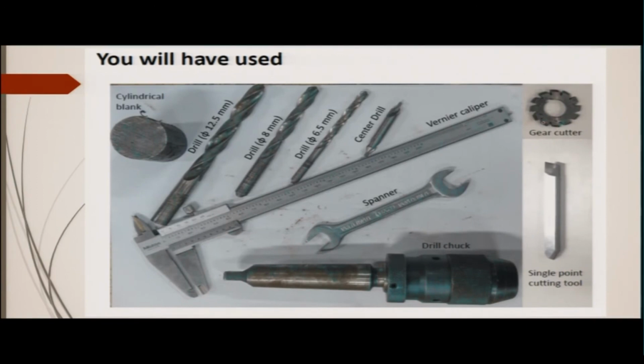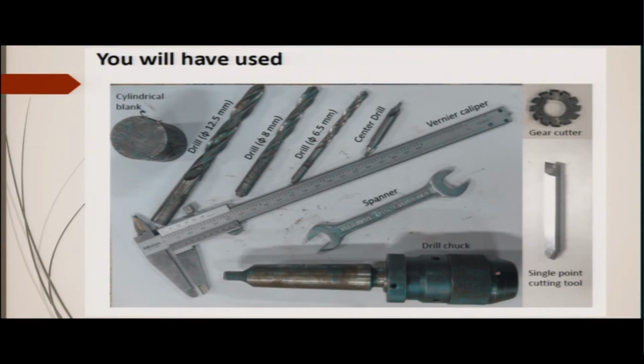This is the gear cutter that has been used. This is the single point cutting tool that has been used for turning and making the conical shape of the blank in the turning lathe. Okay, spanners are required to tighten and loosen the screw, and this is the drill chuck in which these drills are mounted.